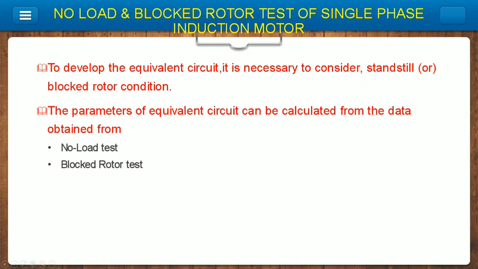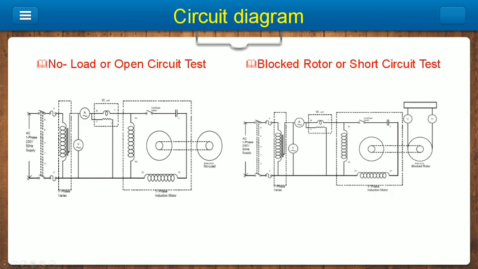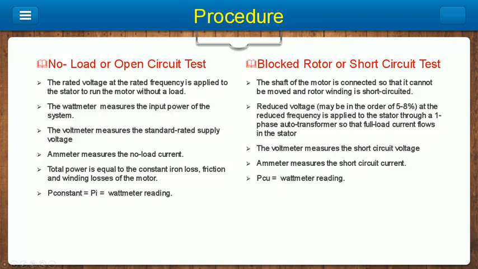In order to find the parameters of the equivalent circuit, we need data from the no load test and blocked rotor test. This is the circuit diagram for the no load test and blocked rotor test. The no load test is otherwise called the open circuit test, and the blocked rotor test is otherwise called the short circuit test. The measuring devices in these circuits give the data that can be used to determine the parameters for the equivalent circuit. This is the procedure for the no load and blocked rotor test.